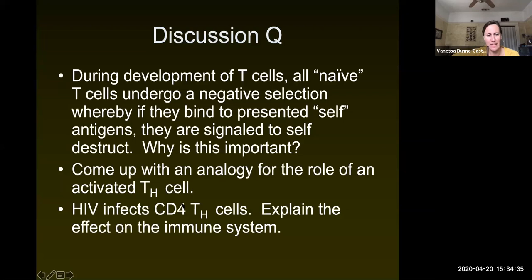Maybe that'll help you. And then this third question here: HIV infects CD4 positive T helper cells. Explain the effect on the immune system. Well, now that we've seen the vital role of T helper cells, hopefully now you can see why HIV infection is so damaging and causes an overall reduction of your immune system, immunocompromised, thank you.